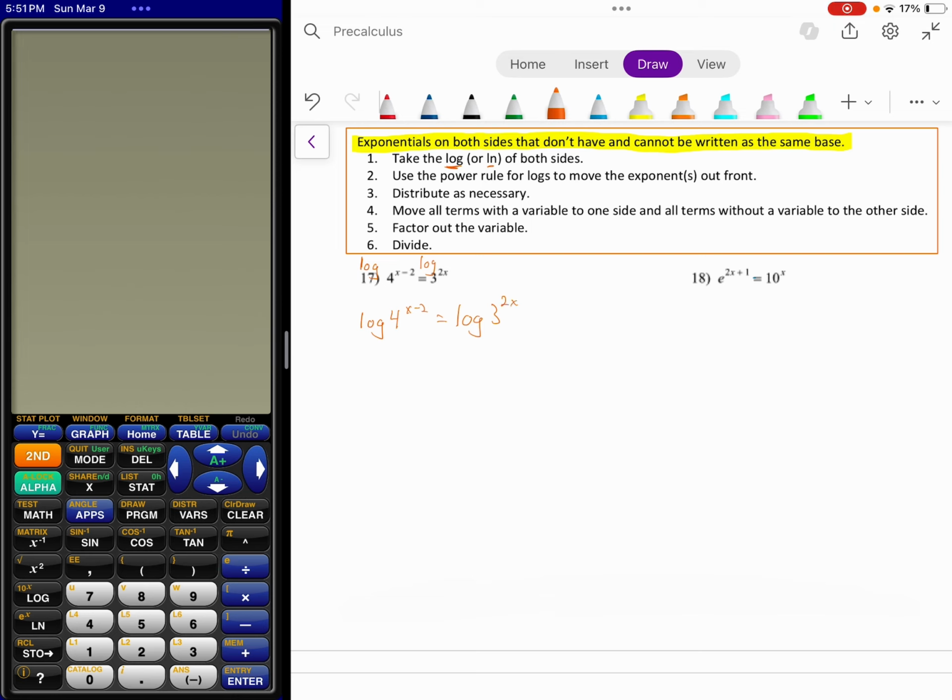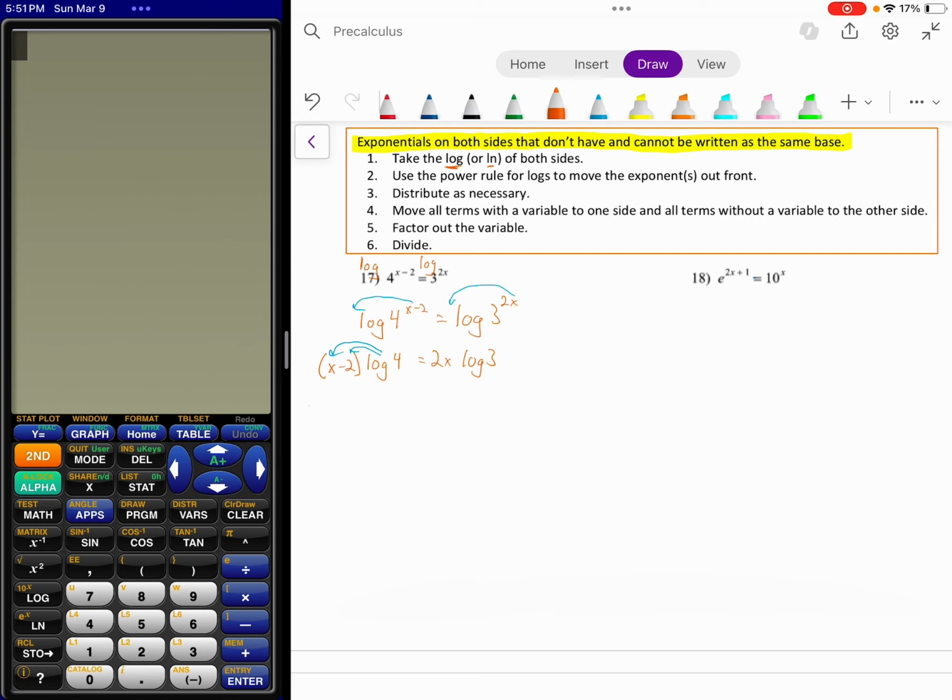Step 2, it says use the power rule for logarithms to move the exponent out front. So this x minus 2 will come out front and this 2x will come out front. Make sure you put the x minus 2, it's two terms, in parentheses. So the log of 4 is equal to 2x times the log of 3. Distribute as necessary. Well, we do have to distribute here. The log of 4 gets multiplied to both of these.